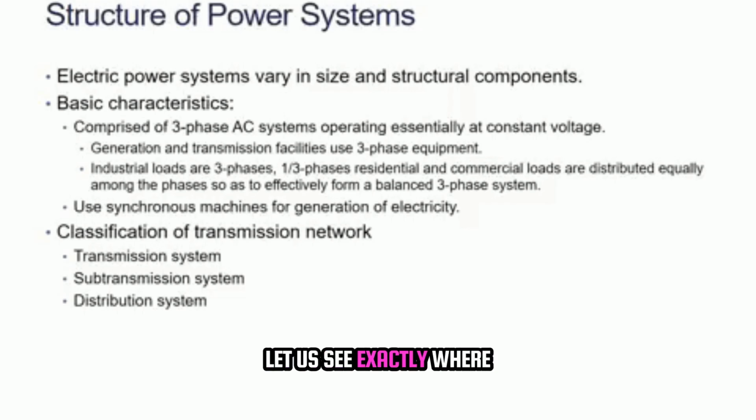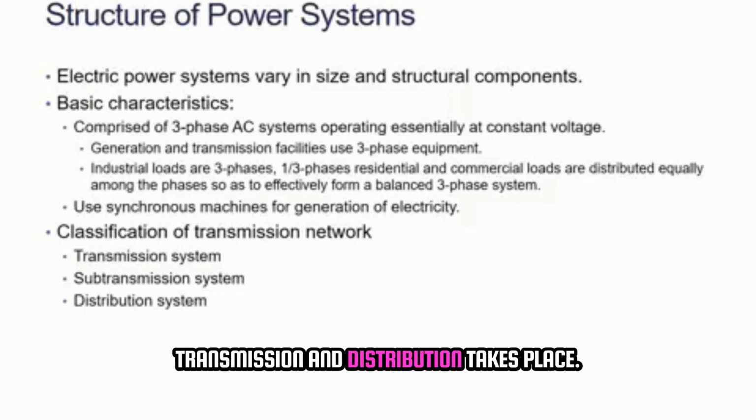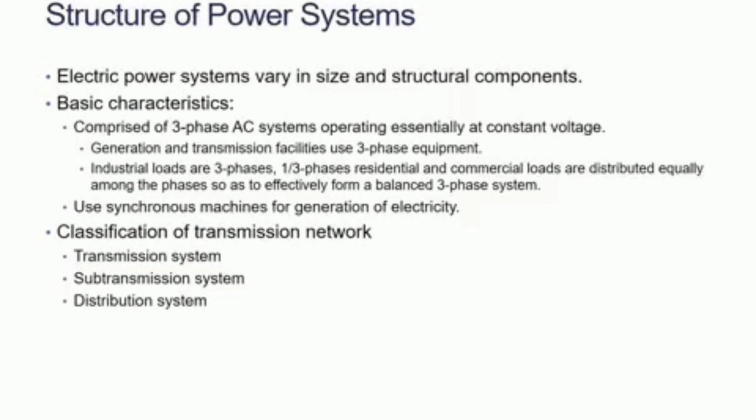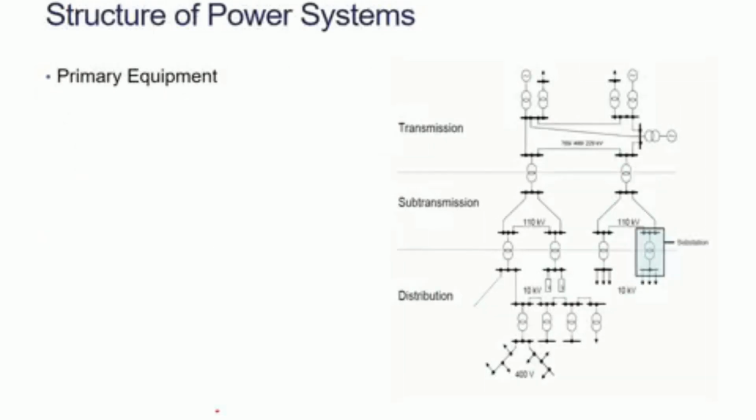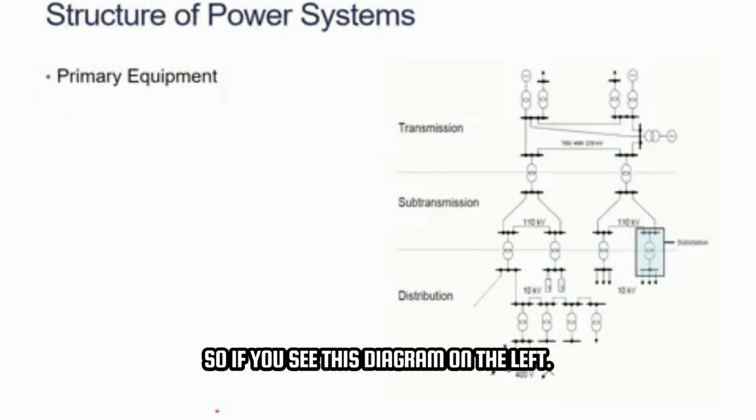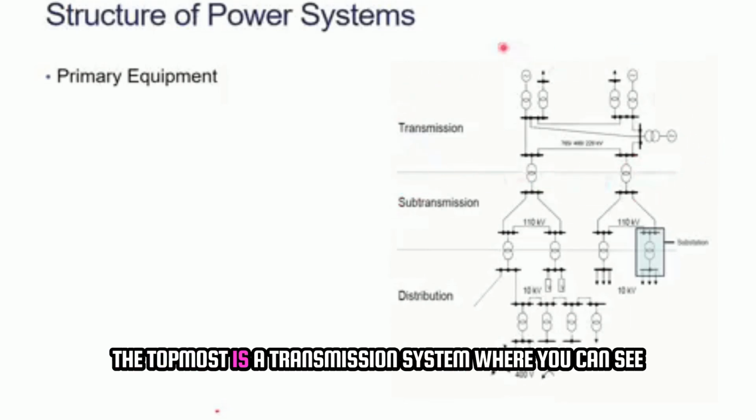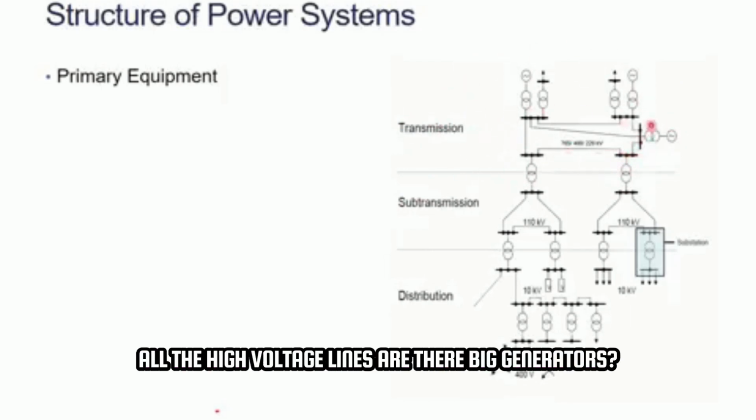Let us see exactly where transmission and distribution take place. If you see this diagram on the right, the topmost is the transmission system, where you can see all the high voltage lines and big generators.